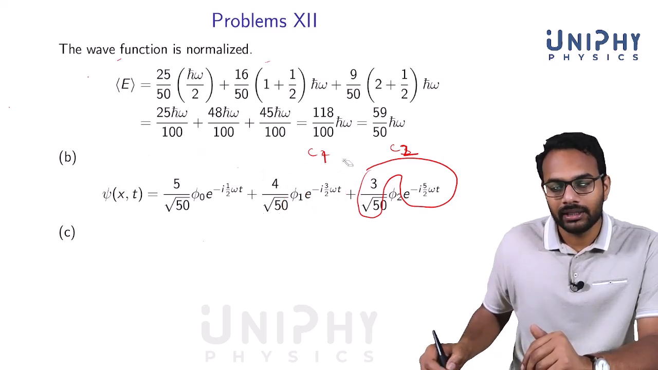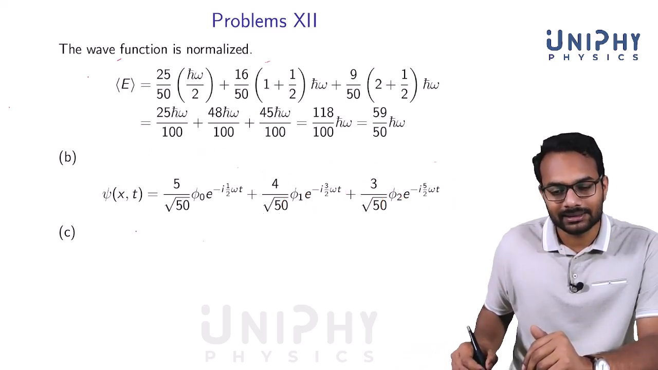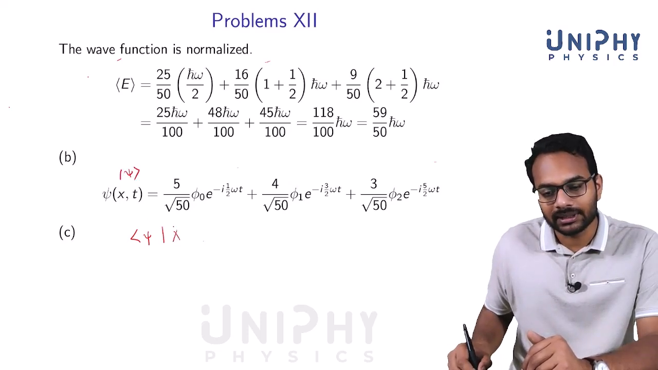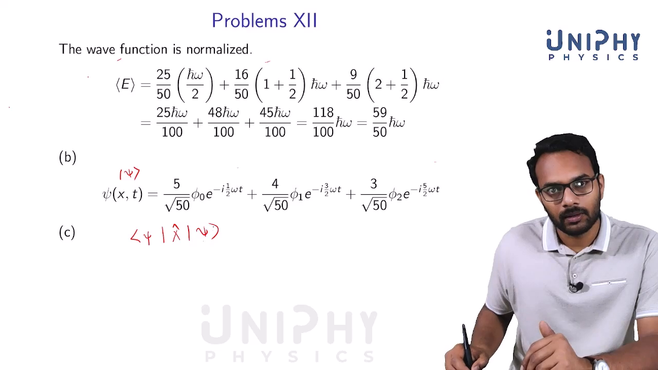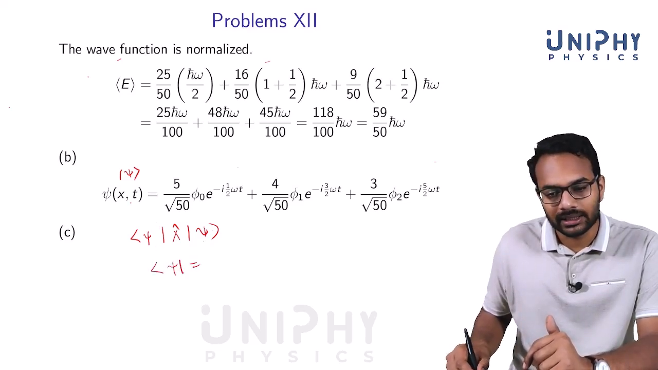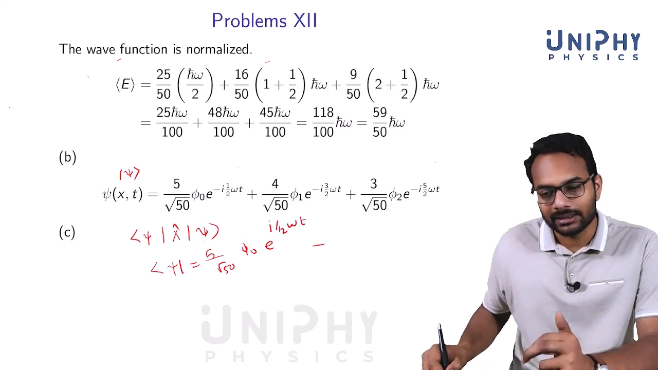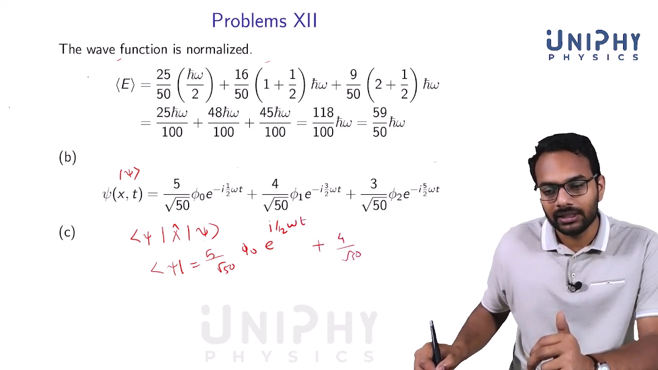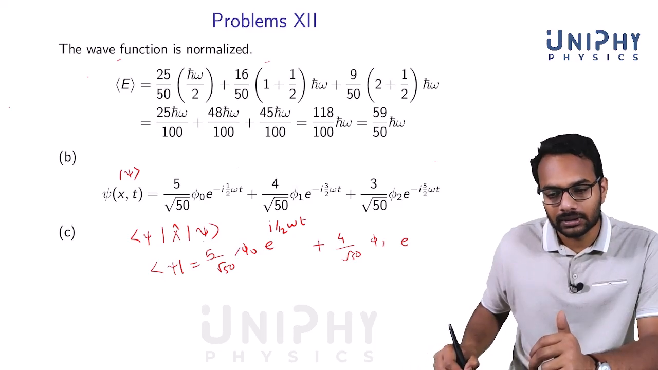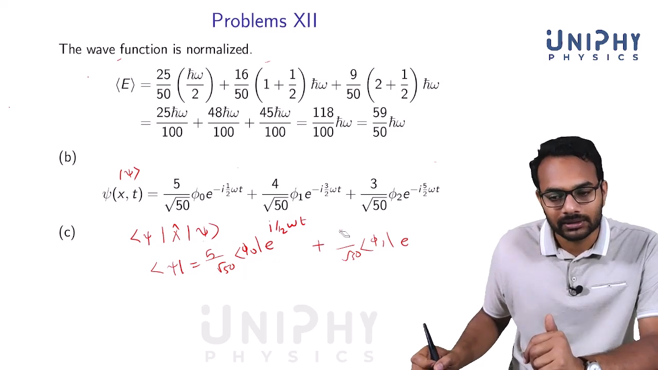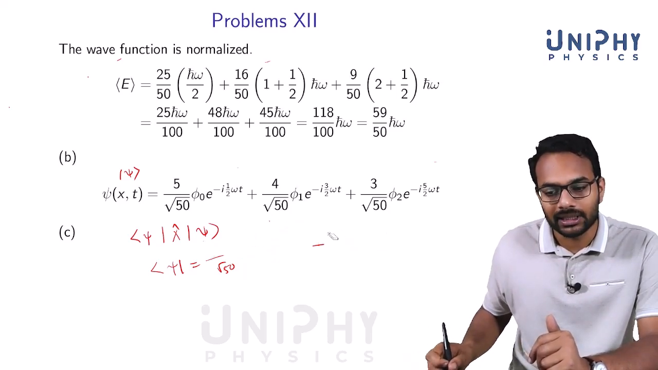You take this as the state psi, and you need to find the bra psi, x, ket psi. Be careful when you write this: psi is equal to 5 by square root of 50 phi 0 e raised to i half omega t, etc., plus 4 by square root of 50 phi 1 e raised to this. These are kets, these are bras. The kets become bras and the numbers become their complex conjugates. Then you have to take all possible combinations.